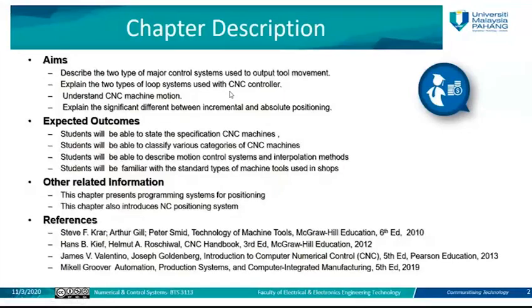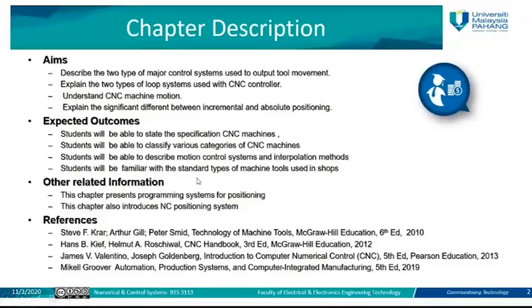So these are the expected outcomes of this course. At the end of this course, you are expected to know more about the specification of CNC machines, classification of CNC machines into various categories, and to describe the motion control systems. We are going to learn the motion control system and also the interpolation methods. Then we are going to highlight the standard types of machine tools already existing in the shops. Also, we are going to highlight the programming system for positioning.